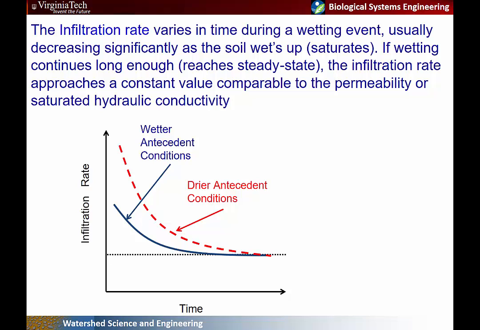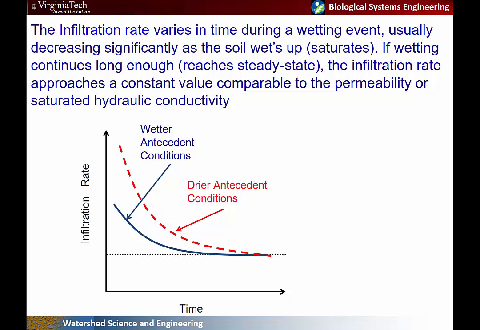And so what we see here is that this is for the same soil. Let's say this is a loam, sandy loam soil under two conditions: wetter antecedent conditions, maybe we got a rainfall event 3 days ago, so it's relatively wet, and then drier antecedent conditions, we haven't had rain for 3 weeks, so it's relatively dry. And what you see here is that under the drier conditions, we can initially infiltrate much more moisture. There's more room in that soil to store moisture, as opposed to the wet soil.